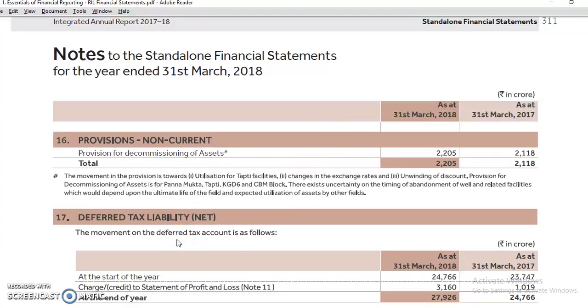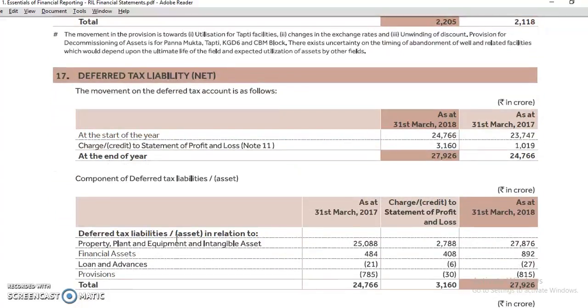Next line will be deferred tax liabilities. Deferred tax, if you don't know already, means the company has a tax liability based on their profits now, but due to certain tax exemptions or accounting adjustments, or differences in exchange rate or depreciation rates, the company is able to postpone the tax liability to future years. So that is what deferred tax liabilities are.